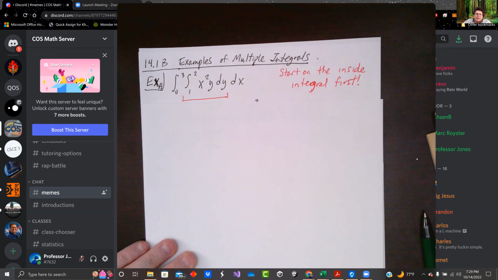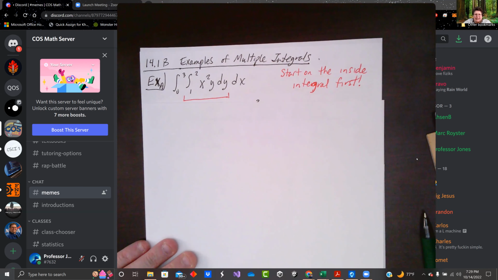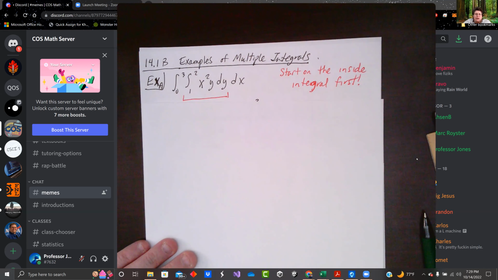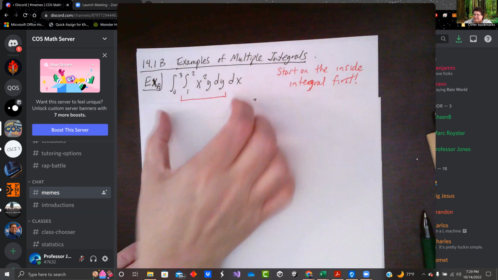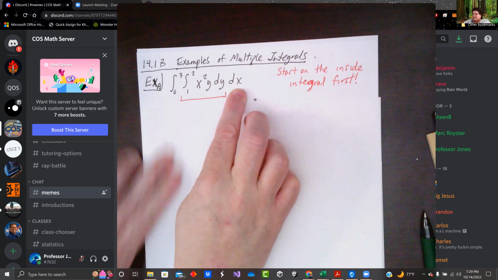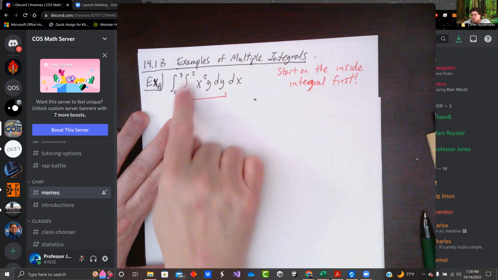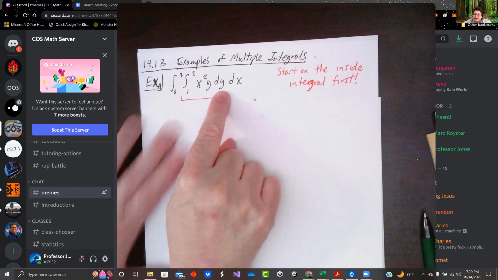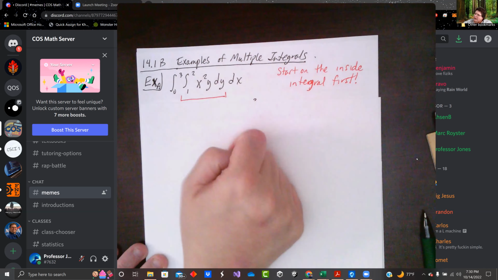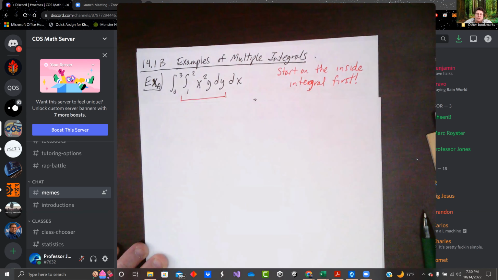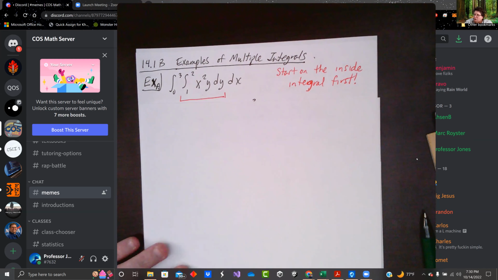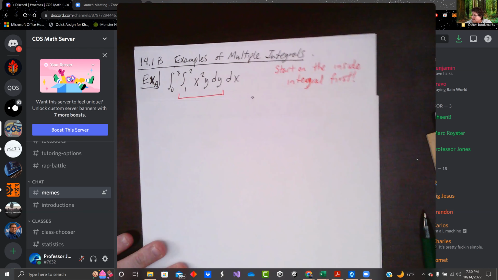We showed how we could do the integration. We've got to work on the inside first and work outwards. So we've got this integral. We're going from 0 to 3 along x. How do I know it's x? It's the outer one. It says dx. And then I've got the integral from 1 to 2. The inner one is dy, so this applies to y. x squared y will be our function. And we do the integral on the inside first.